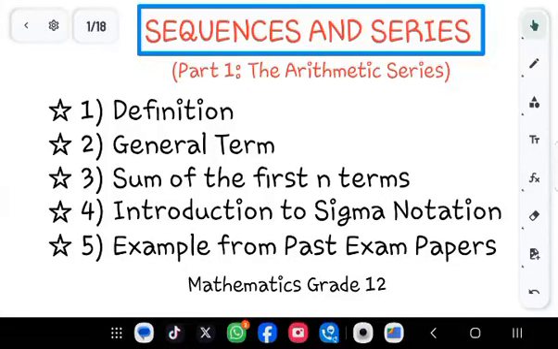And in this video, we're going to focus on sequences and series for mathematics grade 12. And this is part 1 of a 4-part series. And this is a deep dive on the arithmetic series.